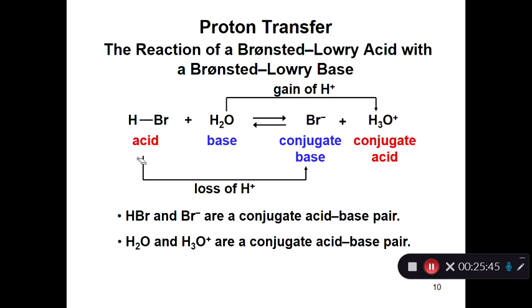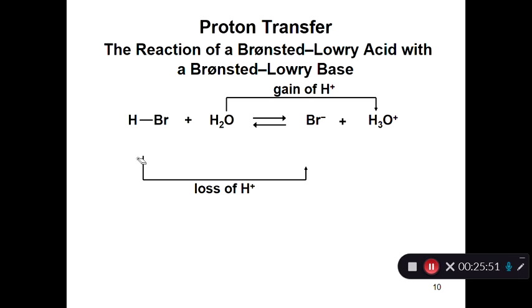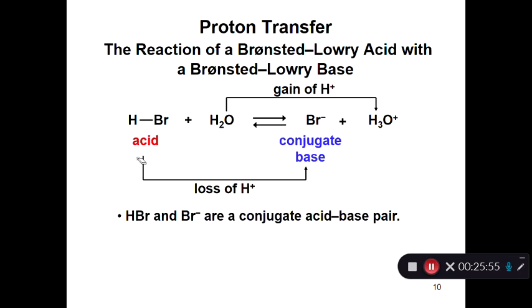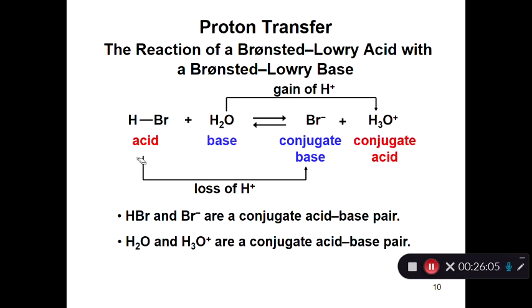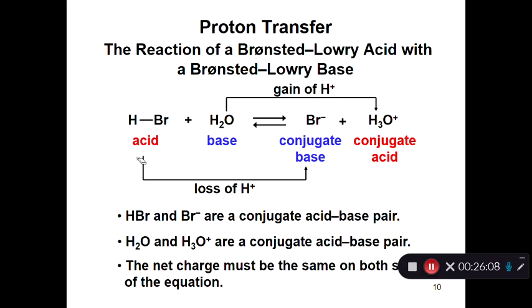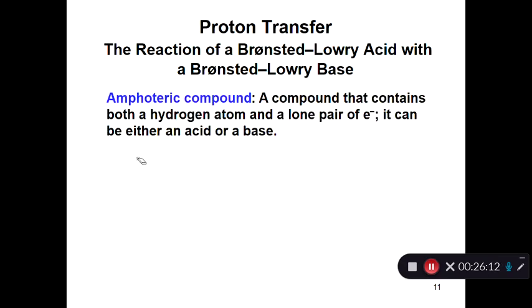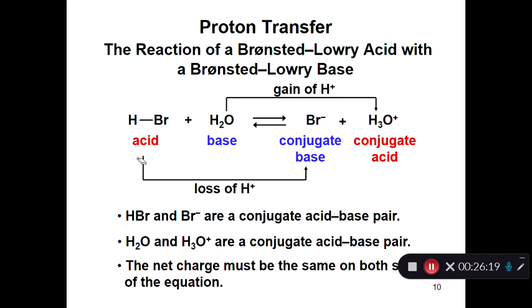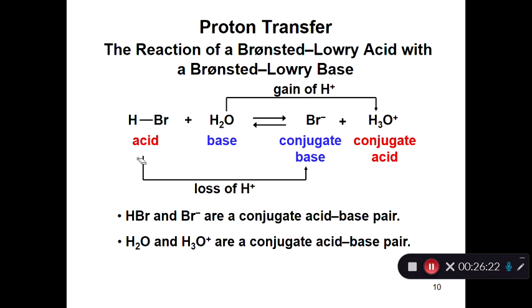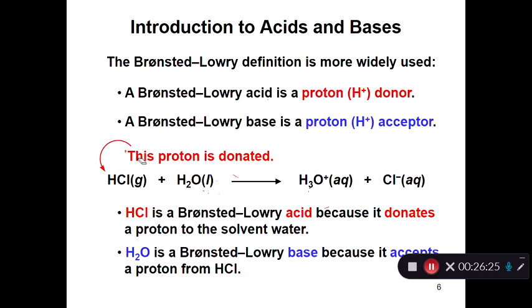In this reaction, if we are going to review, HBr is going to make Br1 negative. We call that acid, so Br1 negative is the conjugate base. H2O is going to be considered a base because it's going to gain H+. So we call that base, and H3O plus is the conjugate acid. In the reactions that we reviewed here, H2O in this example is base. In some examples, H2O can act like an acid.